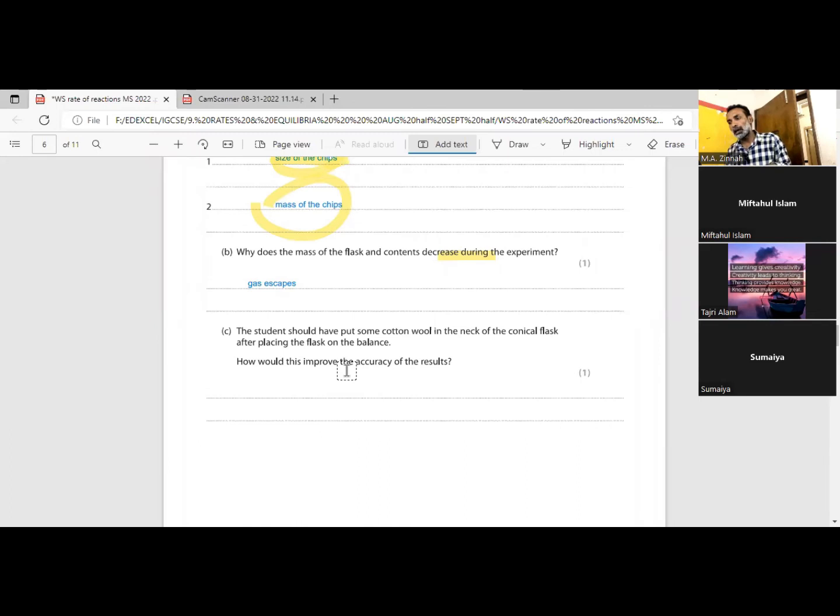The students should have put some cotton wool in the neck. Why would this improve the accuracy? What do you say? This will prevent loss of acid, any liquid, or any other thing.